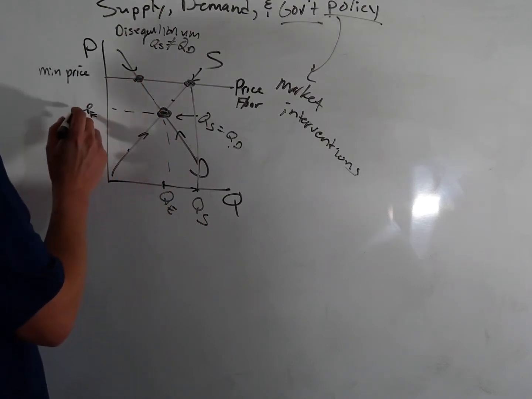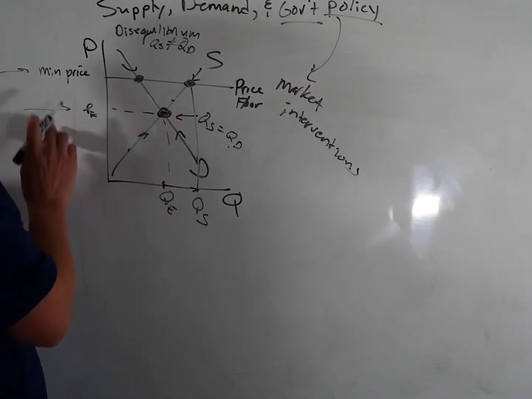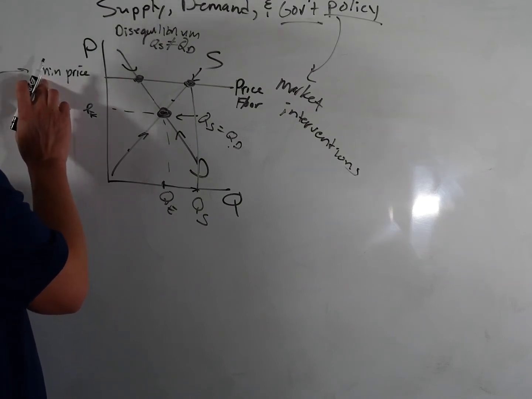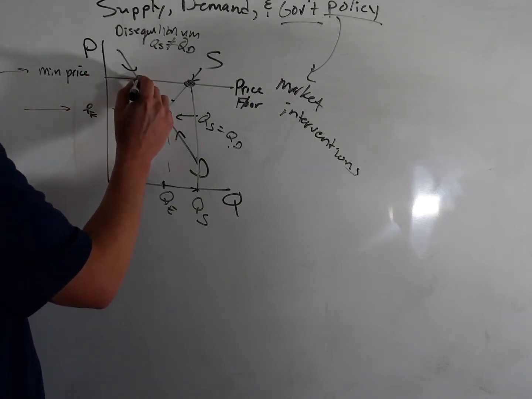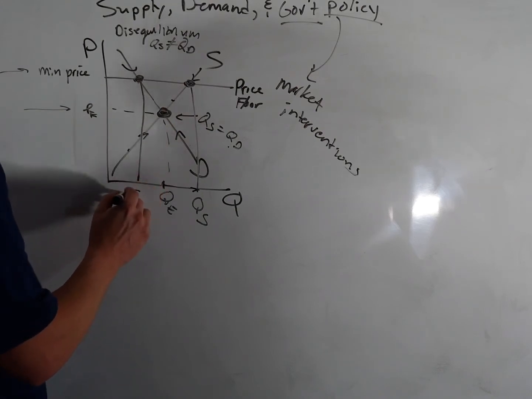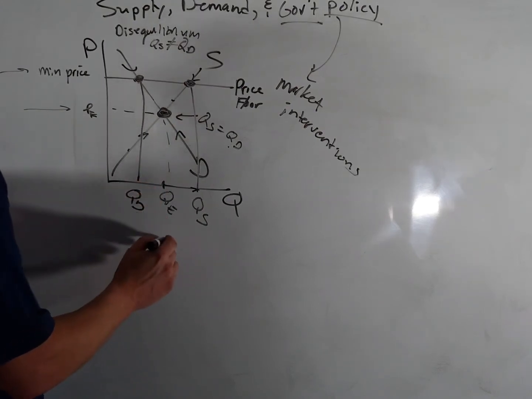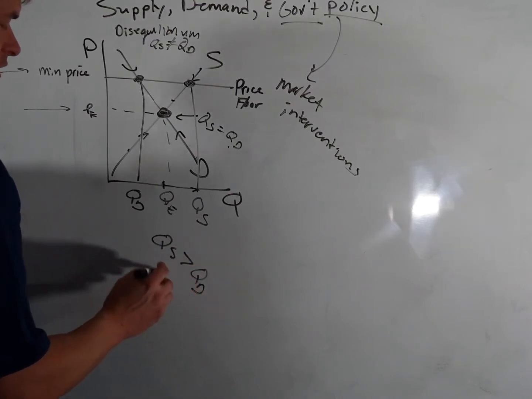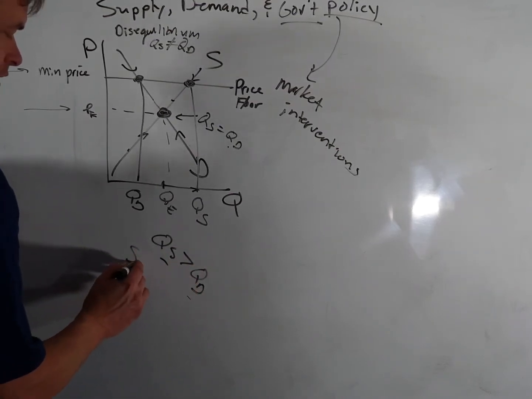And if you're having to pay more for something than you normally would, so this is the market value of whatever this is, and your minimum price is up here, your demand, because it's more expensive, is going to go down there. So what you have is a situation where quantity supplied exceeds quantity demanded. When you have more supply than you have demand, you have something called a surplus.